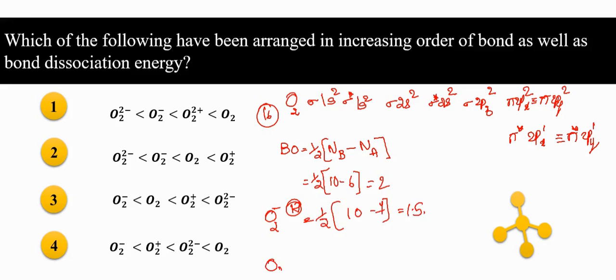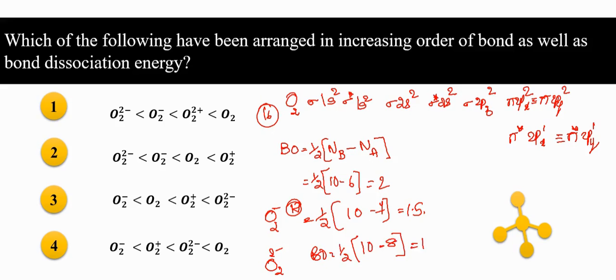Next is O2 2-. Two of the electrons are added. So bond order is equal to half of 10 minus... Here again one more electron will be entered. One more electron. So 10 minus 8, that is equal to 1.